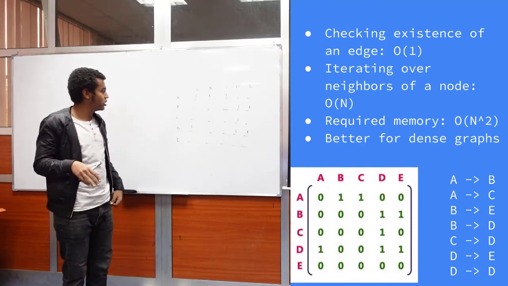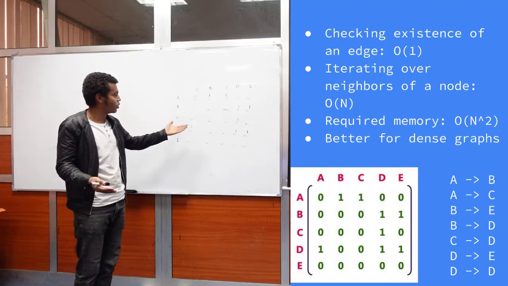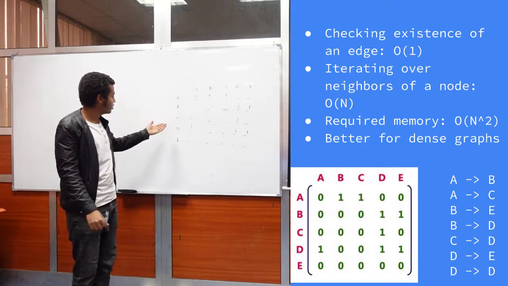So, one question. What's the time complexity of checking the existence of an edge between B and E? Let's say E and B.